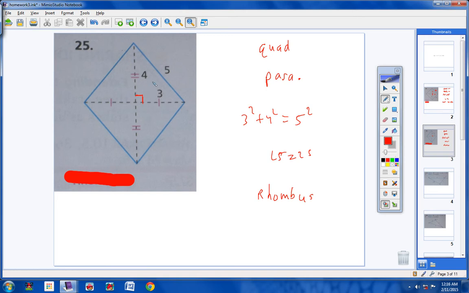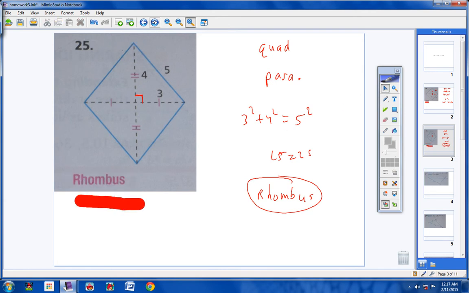We know that's a parallelogram because the diagonals bisect each other. We know we have a right angle here because of the Pythagorean triple. So we know it's a rhombus because a rhombus is a parallelogram, and anytime a parallelogram has diagonals that are perpendicular, then you know it's a rhombus. So this is a rhombus.